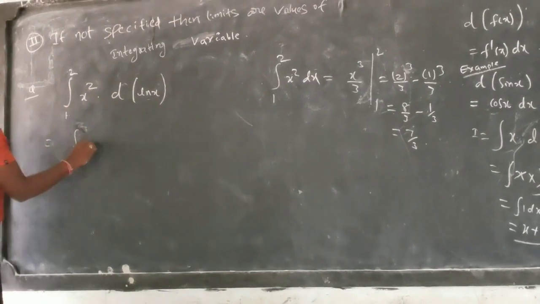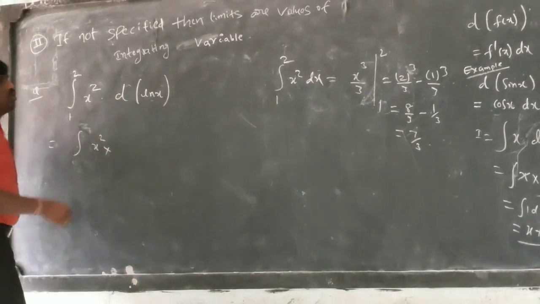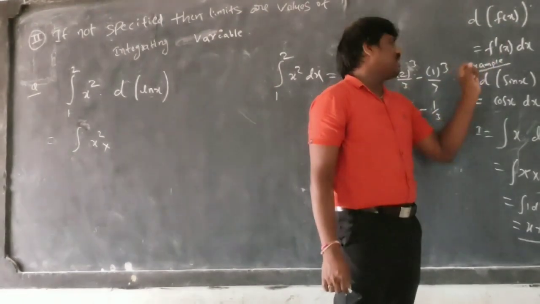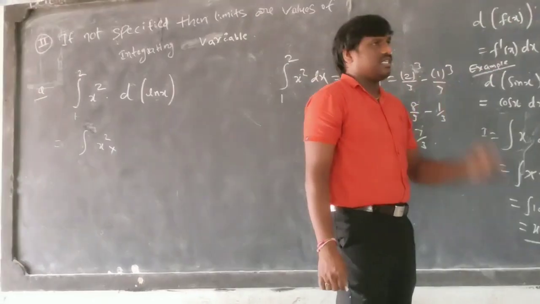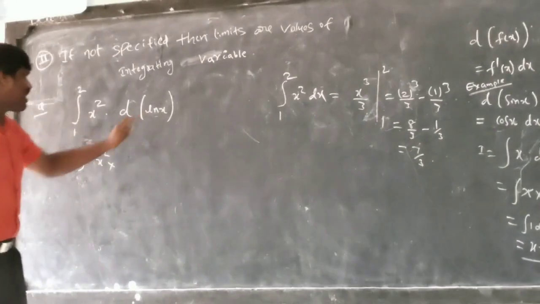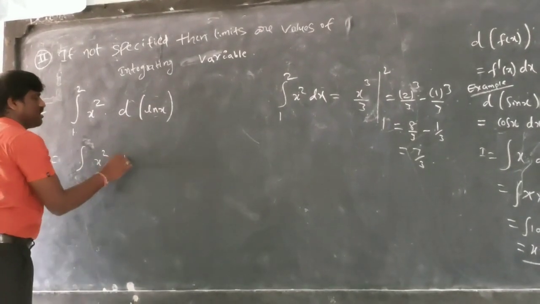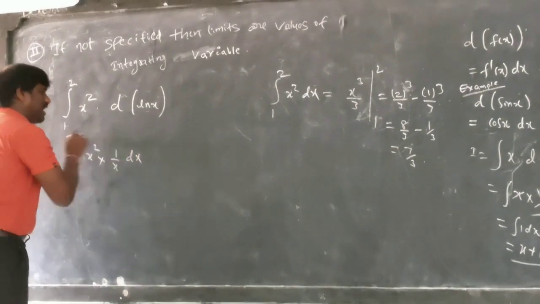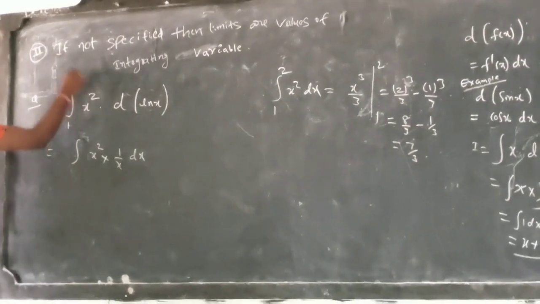Now I write this as x square. According to the rule, whenever you have d f(x), we write it as f dash of x dx. So here, how much do I get? ln x differentiation is what? 1 by x dx. Now when I change dx, then the limits also change.